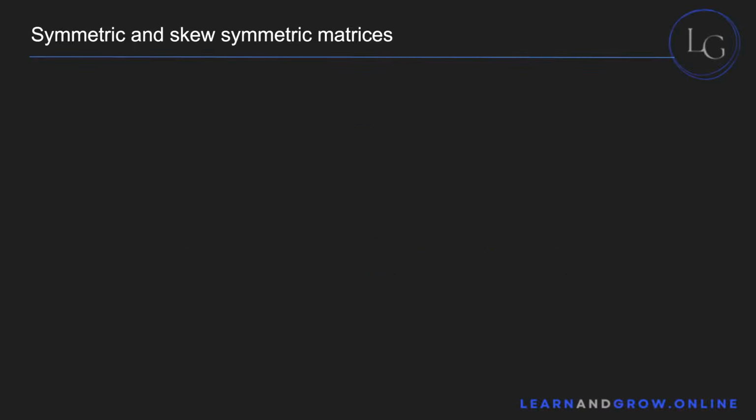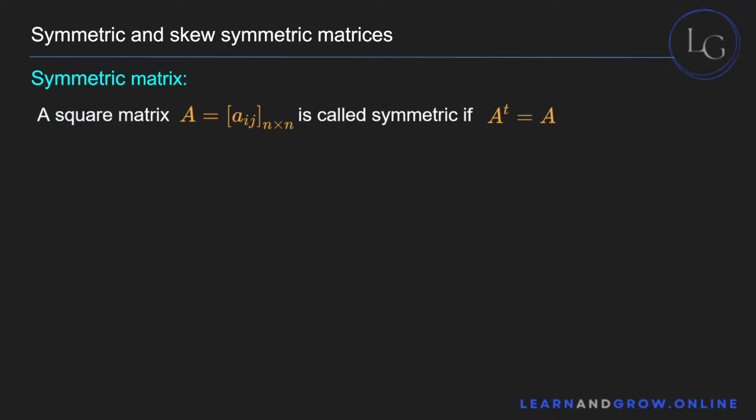Now, symmetric and skew symmetric matrices. So let's first discuss what a symmetric matrix is. A square matrix A is symmetric if the transpose of A is equal to A. So if you take the transpose of a square matrix A, it will remain the same.